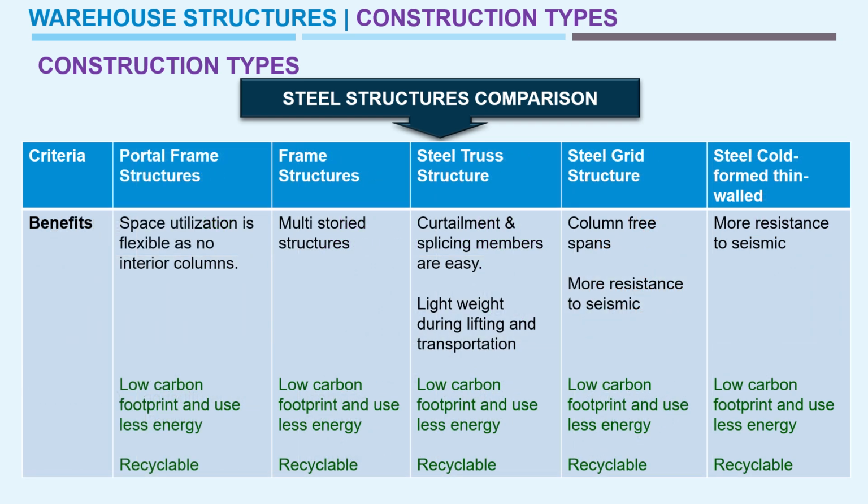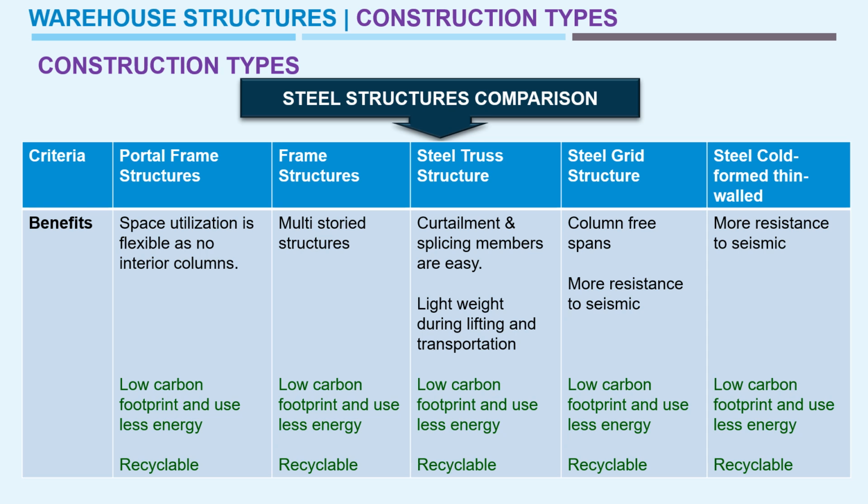Next one is benefits. For portal frame structures, space utilization is flexible as there are no interior columns, because here we only have columns on the exterior face. All around the length and width of the building we have the columns. There is no internal column, so the space can be utilized properly in portal frame structures. Whereas in frame structures, the benefit is multi-storied structures. Multi-storied structures are possible with frame structures.